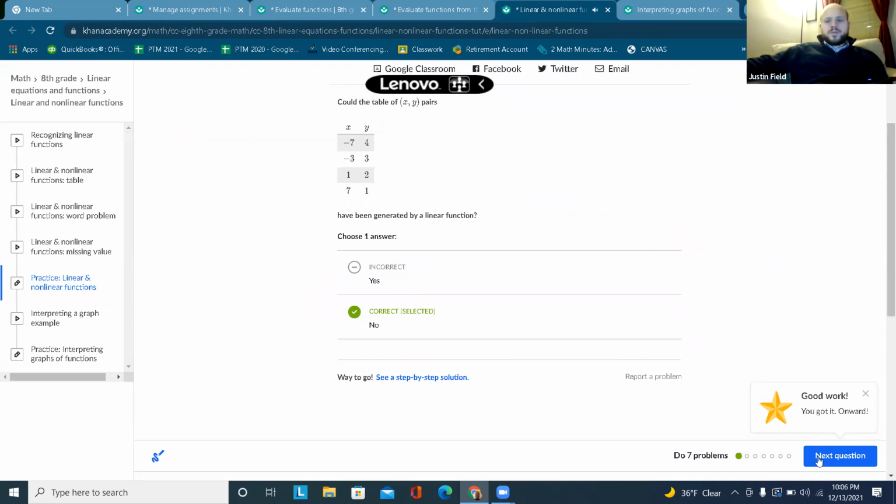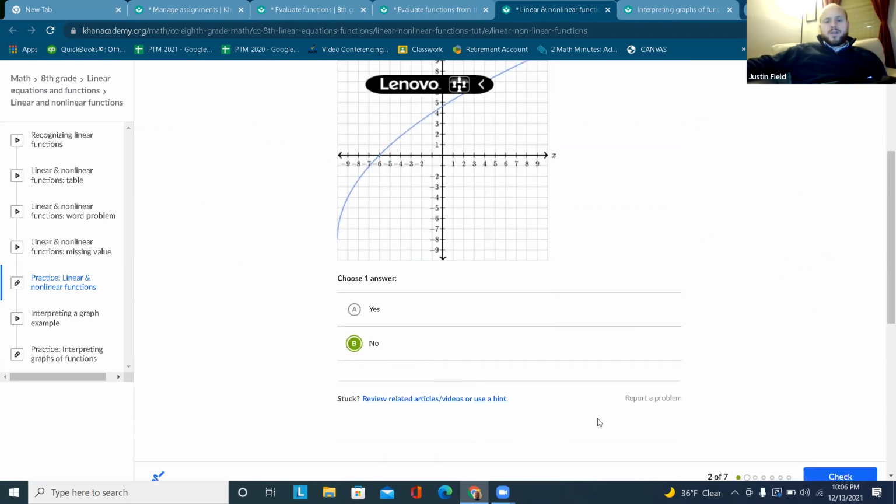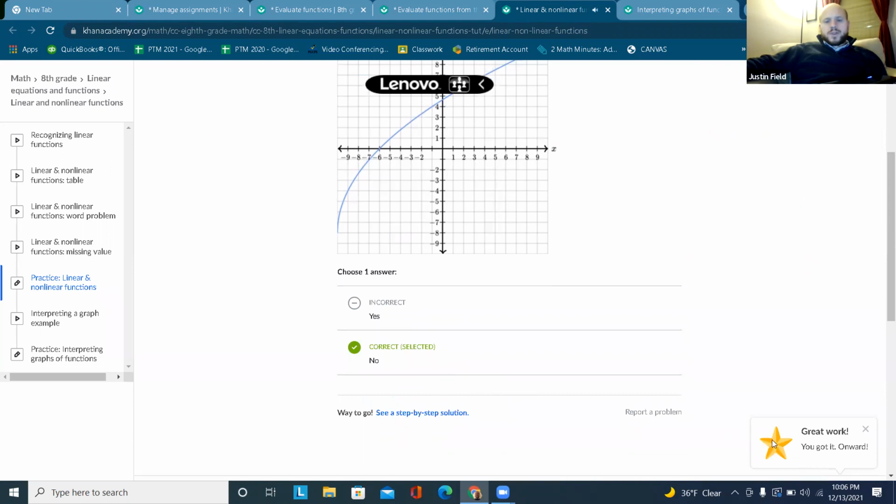Let's do another one. Oh, and here's a graph. Is this linear? Is it a straight line? No. Let's do one more.